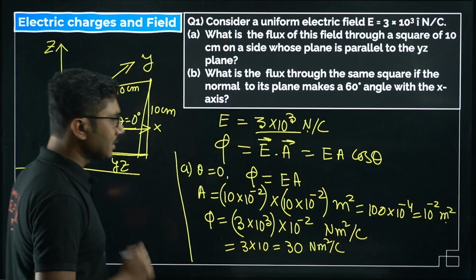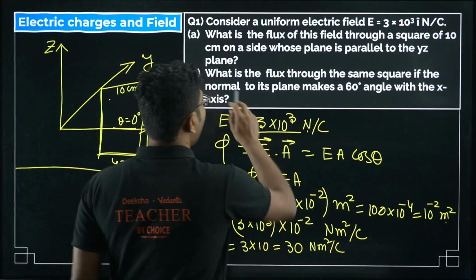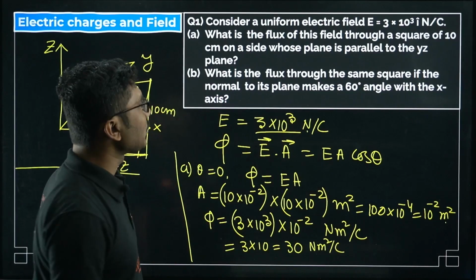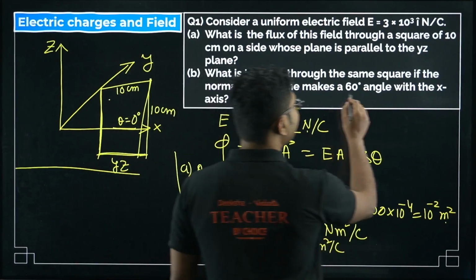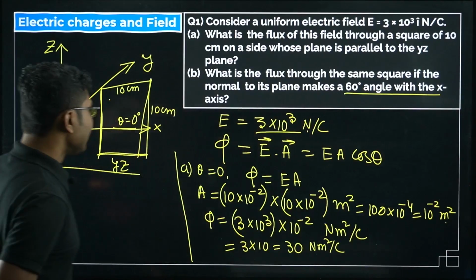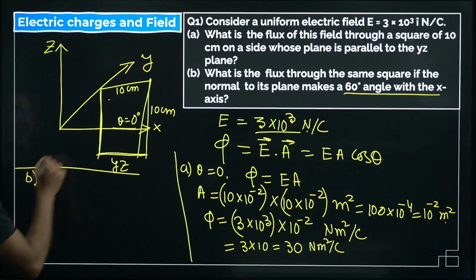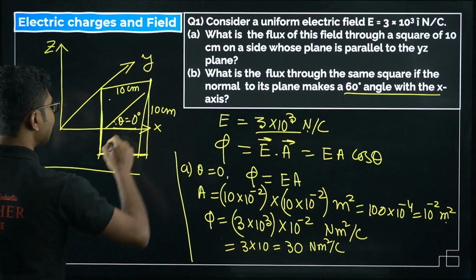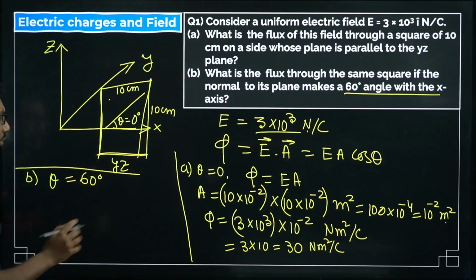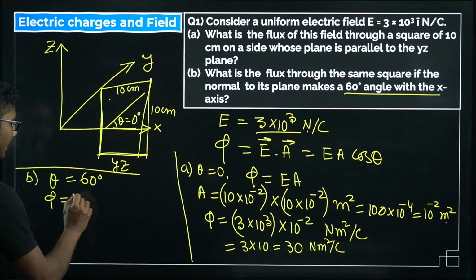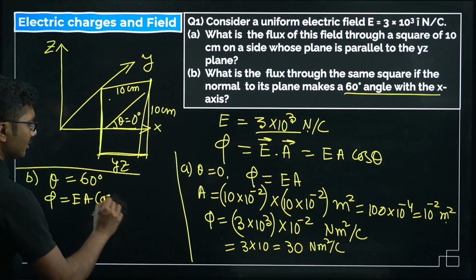So this is the first part. Now there is another question. What is the flux through the same square if the normal to its plane makes an angle of 60 degrees with the x-axis? Now for case B, theta is 60 degrees. As simple as that. So phi is equal to EA cos 60 degrees.